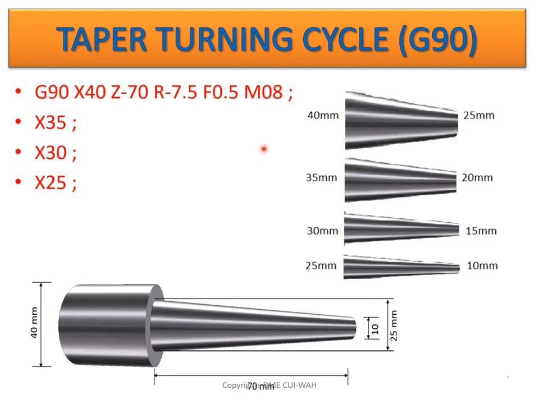Here I have added some pictures again for more clarification. You see this is X40, 35, 30, 25. This is that diameter X40, 35, 30, 25. And one by one in each cycle the diameter is reducing from 40 to 35, then 30, then 25. And on the other hand, due to this R value, that diameter is reducing from 40 to 25, then 20, then 15, then 10 mm. So this one is our final part.